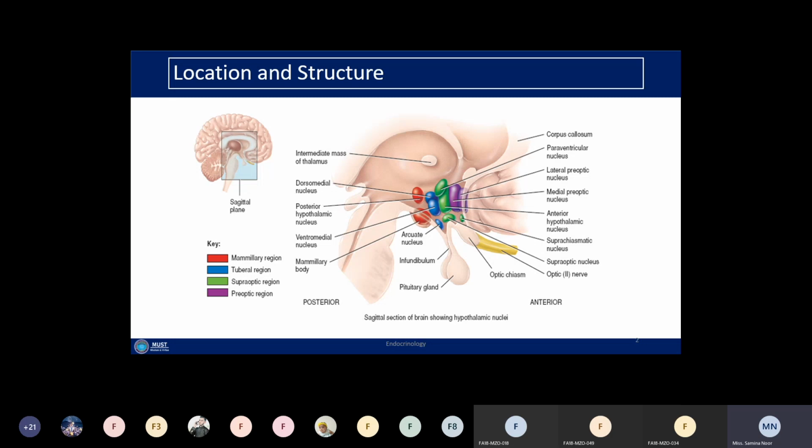Some are located at the posterior side, some at the dorsomedial side, some at the lateral side, and some just above the optic chiasm, so they are known as supraoptic nuclei. Some are located to the lateral side of the preoptic region, so they are known as lateral preoptic nuclei. Such aggregations of cell bodies secrete certain kinds of secretions, and such secretions are named neurohormones.